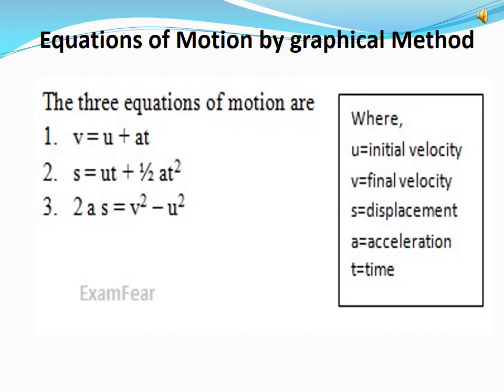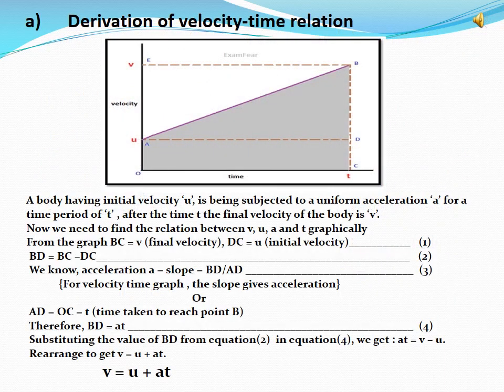The second equation represents the relation between position and time. And the third equation describes the position-velocity relation, which can be obtained from the first and second equations by eliminating t. Let me see how to derive the velocity-time relation graphically at first.